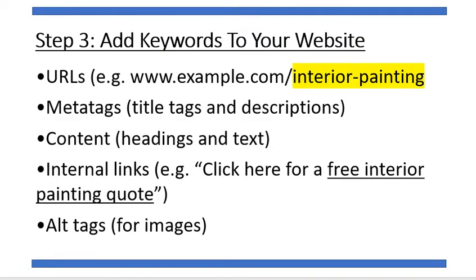Once you have your keywords identified, the ones that you think will be the most popular and most successful, here are some of the places you can add those to your website. You could include them as part of the URL. You see I've done that here on my example. You could put them in meta tags, in the content, in the links, and even in the alt tags, which are used to describe the images.